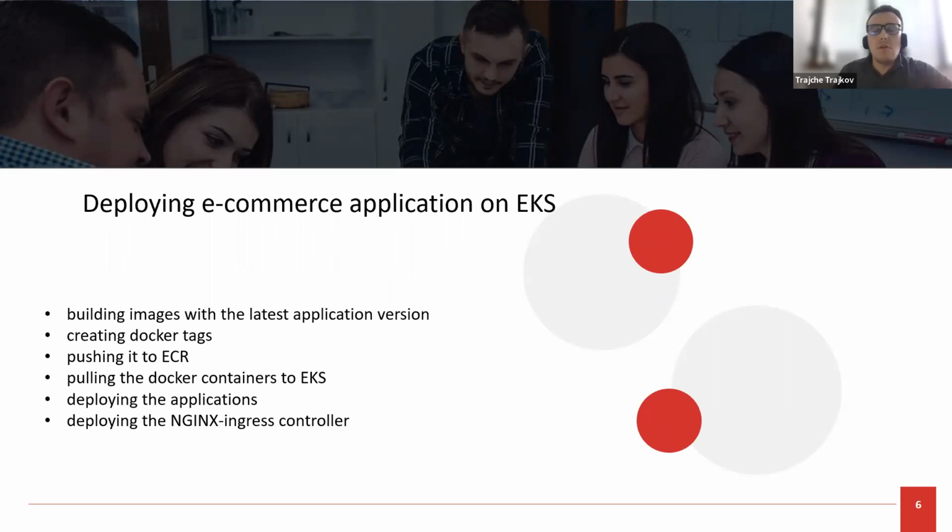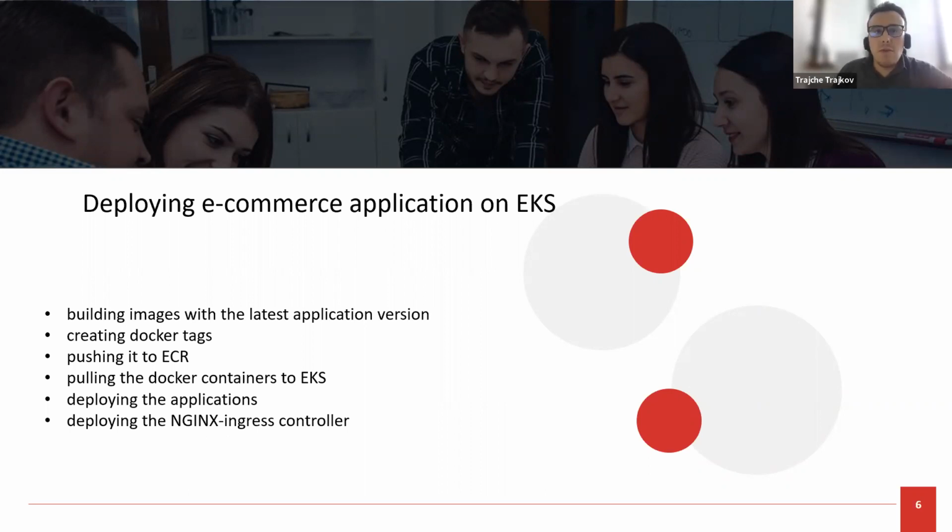So I'm just going to walk you through the whole steps that we are going to do. This is an automated process using shell scripting. So we have two shell scripts that are going to do all of our work and deploy all of our necessary application and all of its dependency. So first, we're going to create our images with the latest version of the application. We're going to create the Docker tags, and then we're going to push all of those to the Elastic Container Registry.